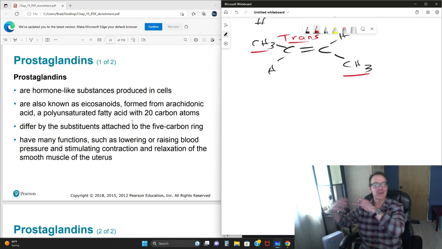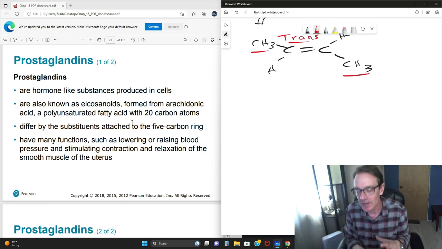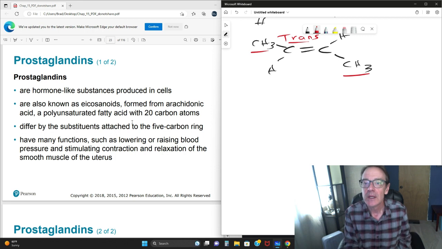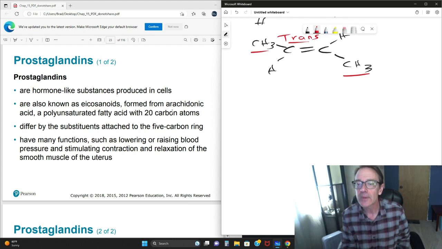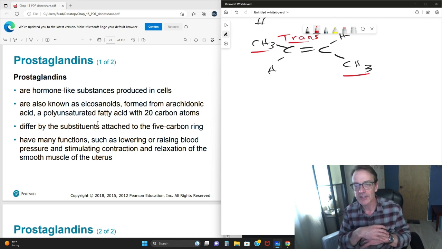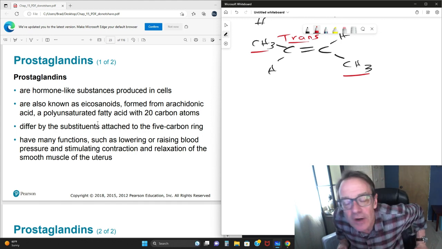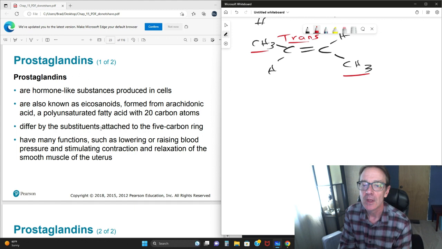Prostaglandins are hormone-like substances. They don't circulate per se, but they're like localized hormones. I don't know if you remember me mentioning that in A&P, but that's what they are. They come from arachidonic acid, which is a polyunsaturated fatty acid with 20 carbon atoms with several carbon-carbon double bonds in its carbon chain. Also called the icosanoids.